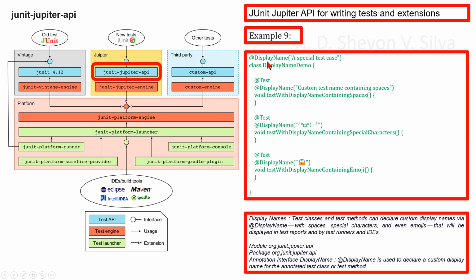The annotation interface DisplayName in package org.junit.jupiter.api in module org.junit.jupiter.api. @DisplayName is used to declare a custom display name for the annotated test class or test method.